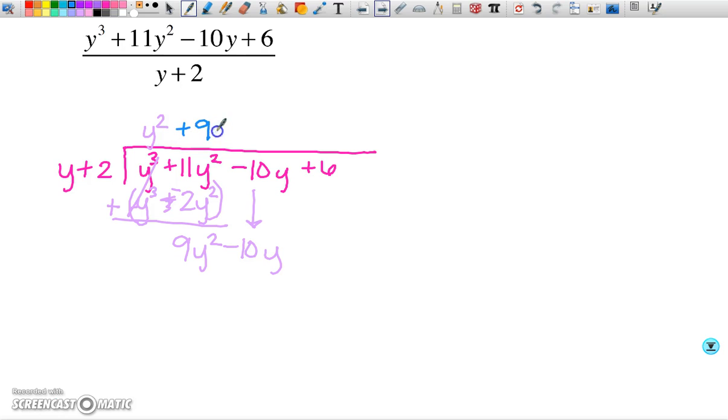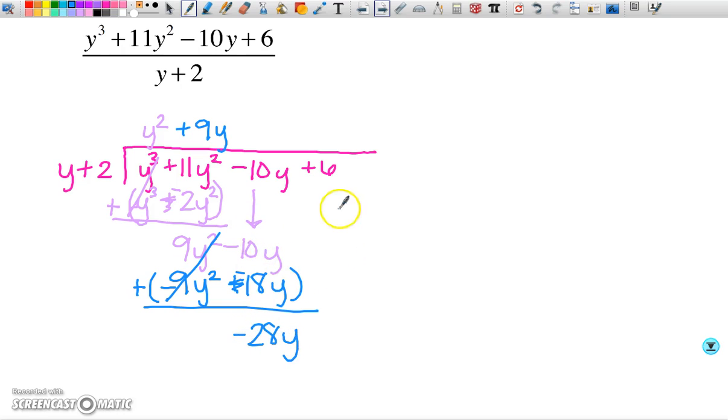So plus 9y, distribute that through, so 9y squared plus 18y minus. So remember then you change all of your signs so that these cancel out, leaving you with a negative 28y. Drop down your 6. And then your last cycle is to see that a negative 28 times y will give you a negative 28y here, and then minus 56.